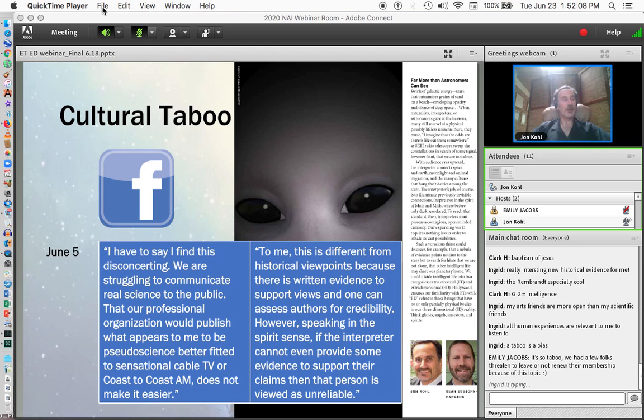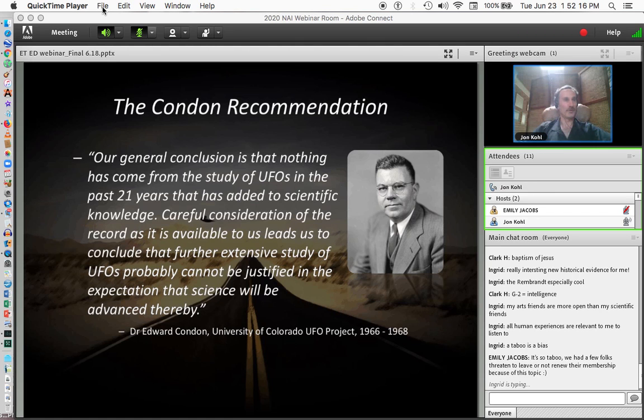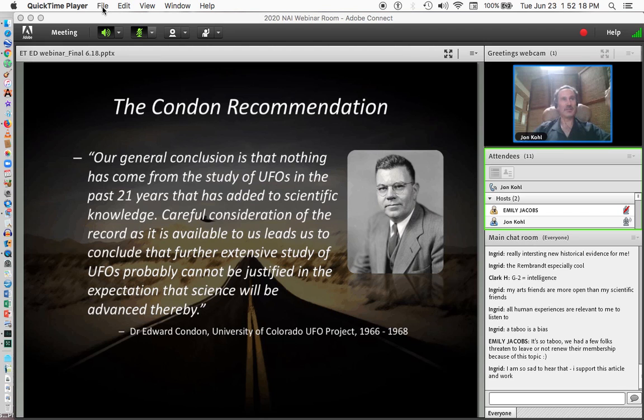In 1968, a report was published called the Condon Report. This was actually commissioned by the U.S. government at the University of Colorado in Boulder. And the conclusion, interestingly, in this report, they actually documented many credible sightings and cases. But despite that, they concluded, "Our general conclusion is nothing has come from the study of UFOs in the past 21 years that has added to scientific knowledge."